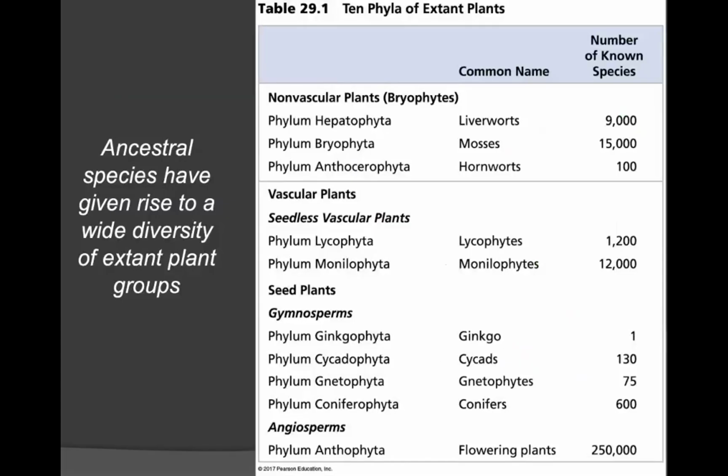Ancestral species have given rise to a very diverse group of living plant groups. These can be represented by the 10 phyla in the chart to the right. Note that they can be categorized as non-vascular plants or bryophytes, vascular plants that are seedless, as well as seeded.